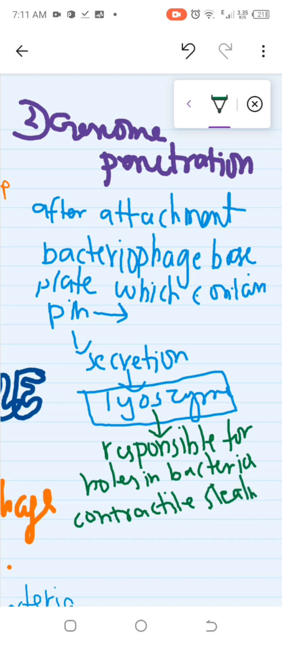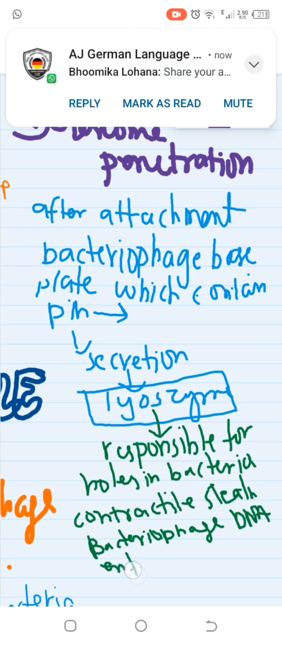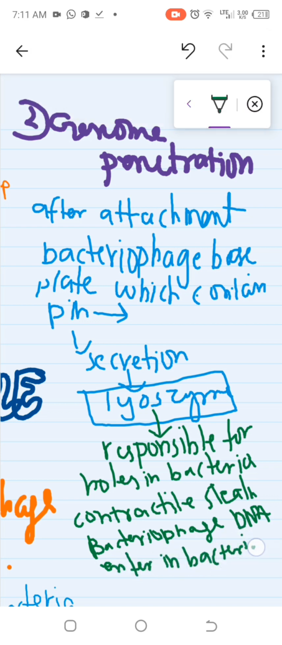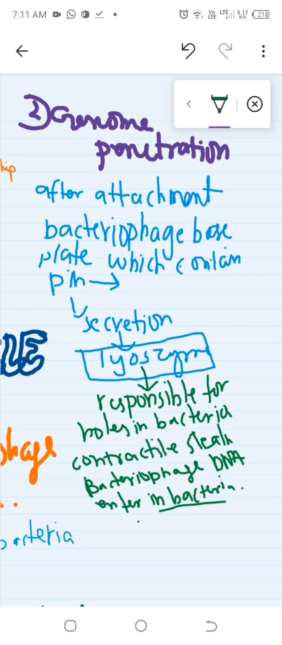When it contracts, the bacteriophage DNA is injected into the bacteria. Only the DNA is injected. The rest, the protein part, remains outside, and that part is known as the ghost.